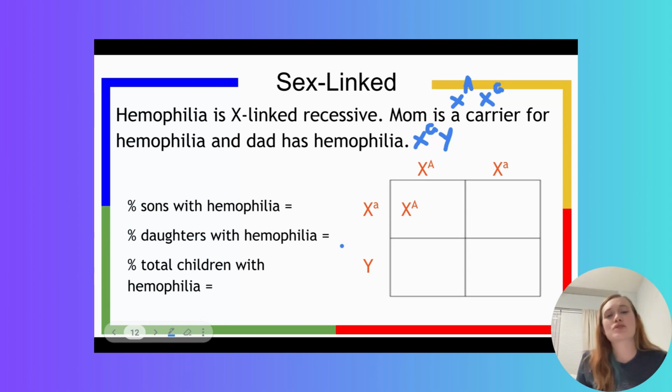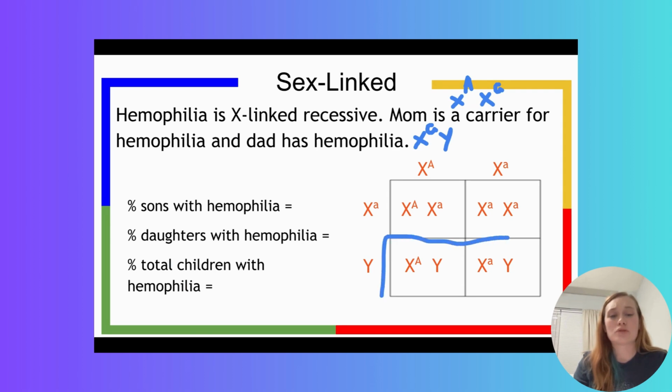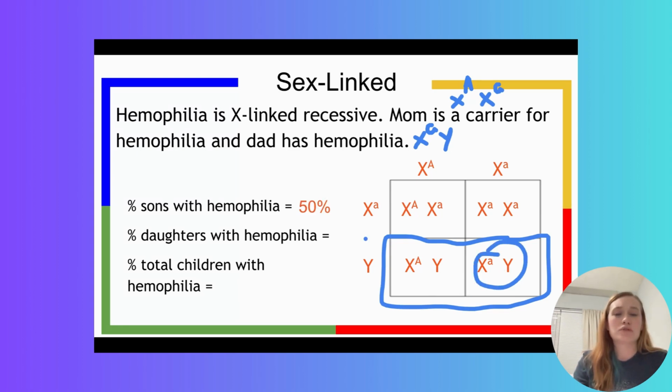All right, we fill in our Punnett Square. In the first box, we have X big A, X little a, and then we have X little a, X little a, X big A, Y, and X little a, Y. So if we look at this again, we're going to figure out how many of the sons have hemophilia. Again, sons, there's only 2 sons. We have 2 of them that are XY, so I'm going to go ahead and square that off. And we're going to see how many of them have hemophilia. Well, 1 of them does. So 1 out of 2 should give me 50%.